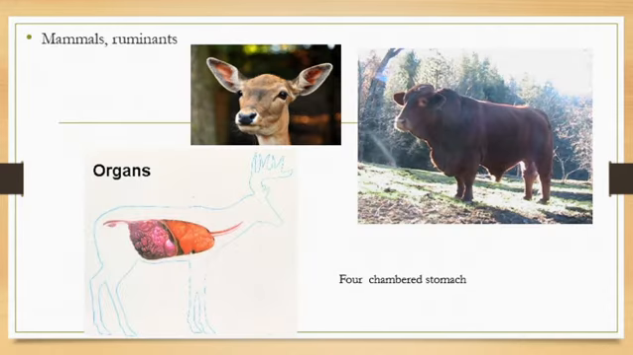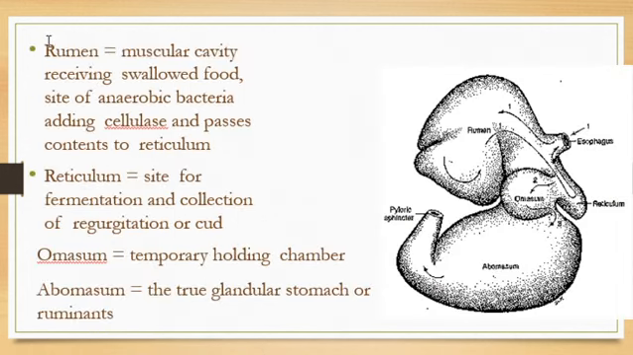So another group, the ruminants, who have a 4-chambered stomach, like the deer and cow. So this is the rumen, highly muscular, where the enzyme cellulase is found. Then we have the reticulum, a smaller portion, the site for the fermentation process, or the area of collected regurgitation, or the cud.